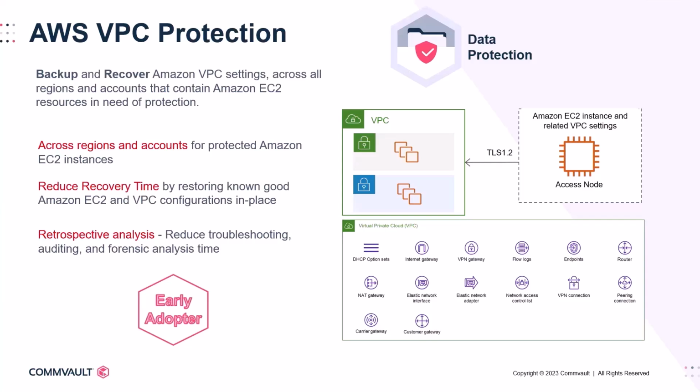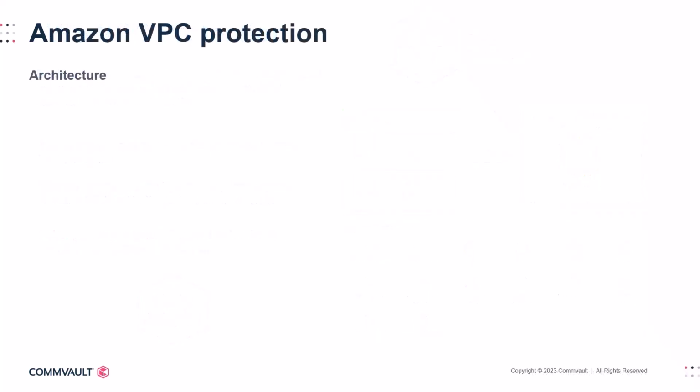AWS VPC protection is part of the Early Adopter program and requires an auth code to use, which will be provided once the customer has requested access through Early Adopter at commvault.com and met the requirements outlined in the Early Adopter program. So how does it all work?